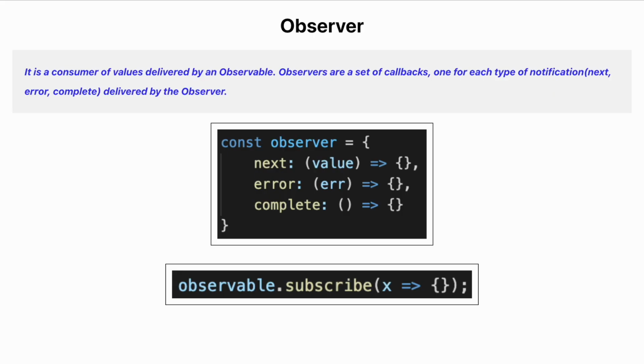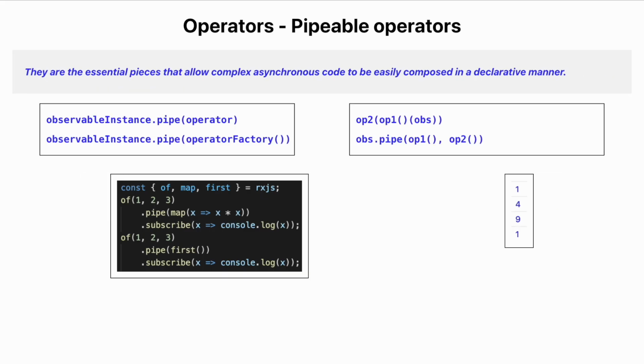Observer. It is a consumer of values delivered by an observable. Observers are a set of callbacks, one for each type of notification: next, error, complete, delivered by the observable. We pass the observer object to the observable's subscribe method call as an argument. An observer object may not have a property for every notification. The observable will skip execution of a particular function if it is not found on the observer object. The format of the observer object is shown. In the subscribe method of observable object, we can also pass the next callback function directly, as shown in the second code snippet.